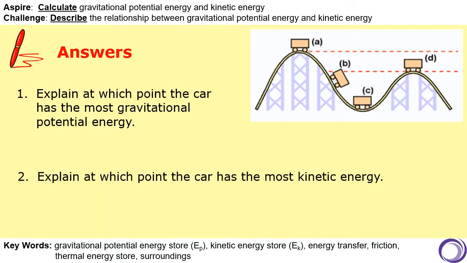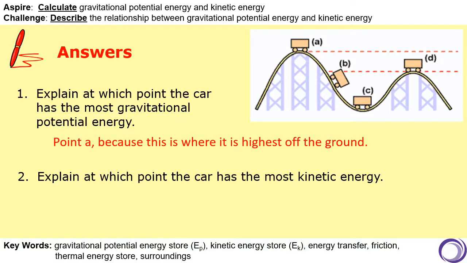Okay, 2 minutes are up. Let's see how you did. So first question, at which point did the car have the most gravitational potential energy and why? Well, that was point A, because this is where it is highest off the ground. So the higher the car is, the more gravitational potential energy it has.